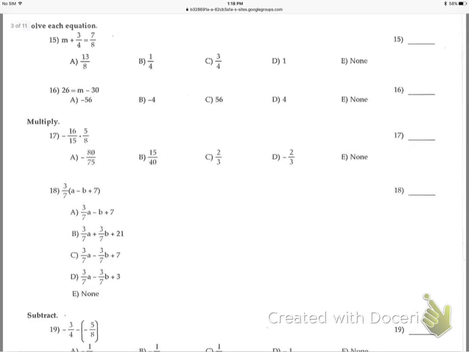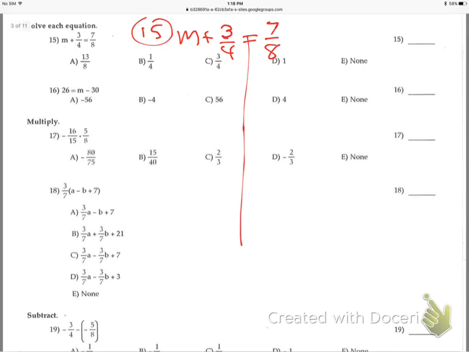All right, number 15. So let's try number 15. So m plus 3/4 is 7/8. Okay, so there's the wall. M is saying I want to be alone. What should we do to get m alone? Well, there's actually a few things you could do. You could do the multiply through by denominator thing, 8. You could do that, but actually, it'd be a little quicker to just subtract the 3/4 from both sides.